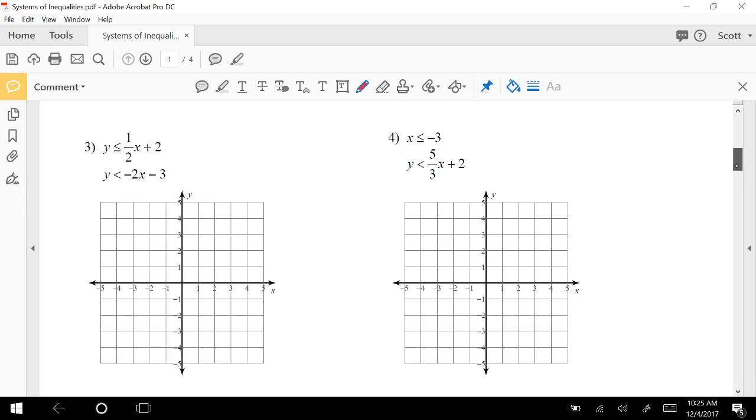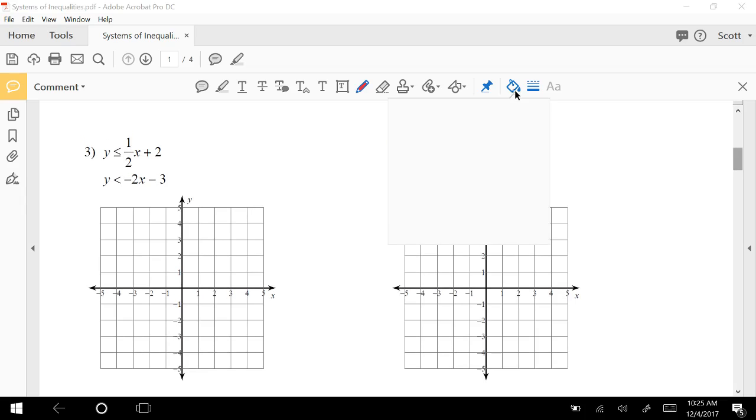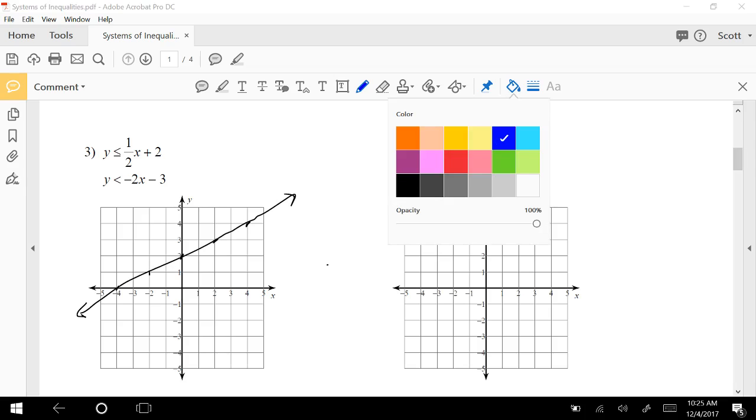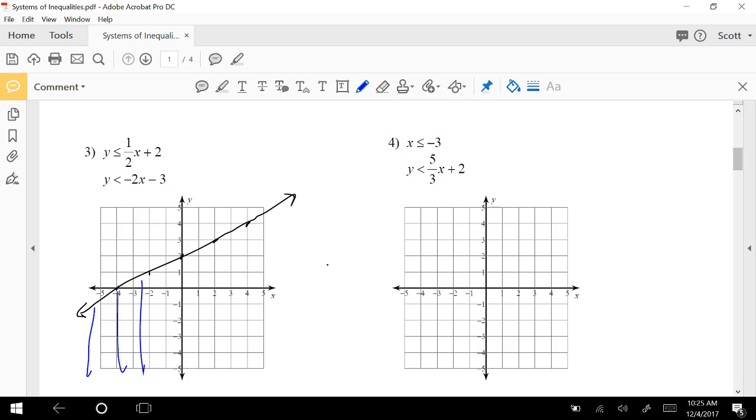Moving on to number 3. Y is less than or equal to 1/2 x plus 2. Plus 2 right there. 1/2. Up 1 over 2. Up 1 over 2. And solid line. It's going to be less than that, so go straight down from there.